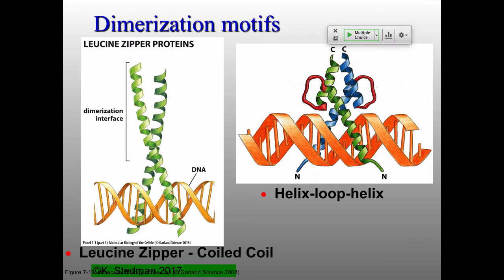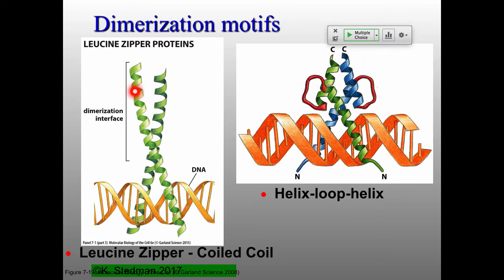The other kind of thing that I wanted to talk about in terms of DNA binding, and this is unfortunately really confusing because most people get this wrong, and it's wrong in a lot of textbooks as well, has to do with dimerization versus DNA binding. So here, a lot of people talk about leucine zippers as being DNA binding proteins. A leucine zipper is not a DNA binding protein.